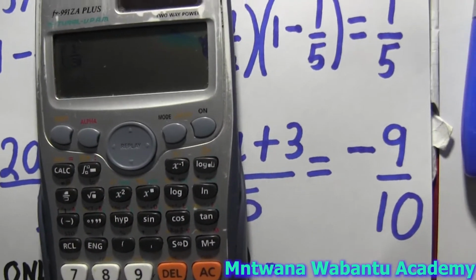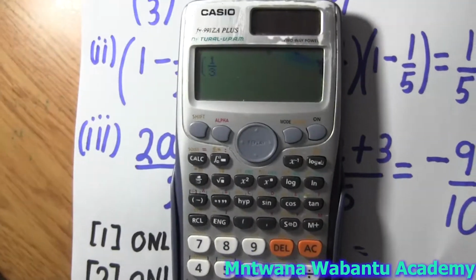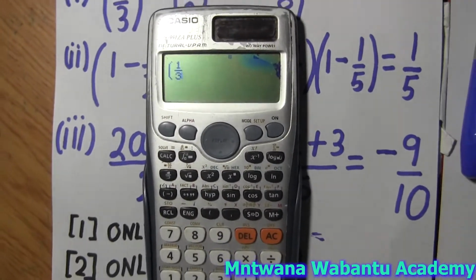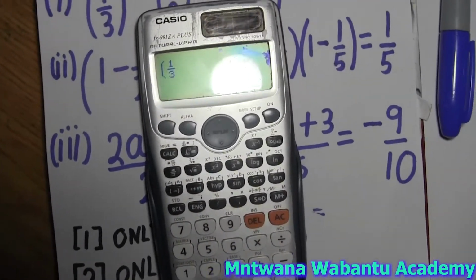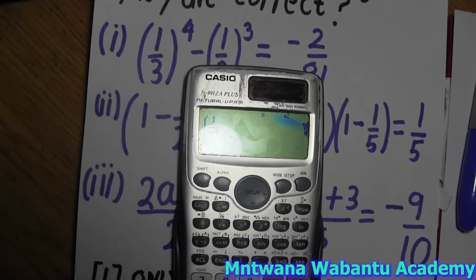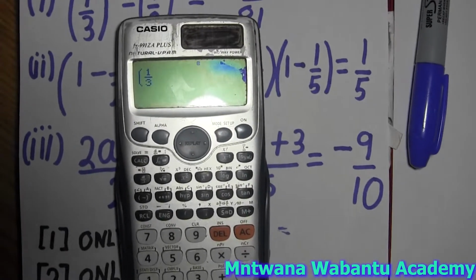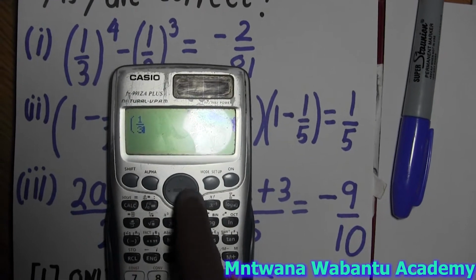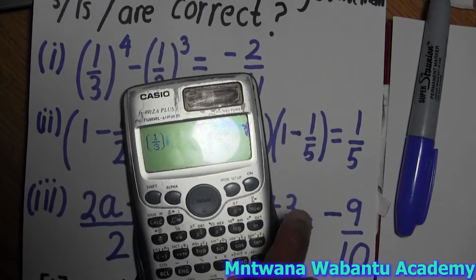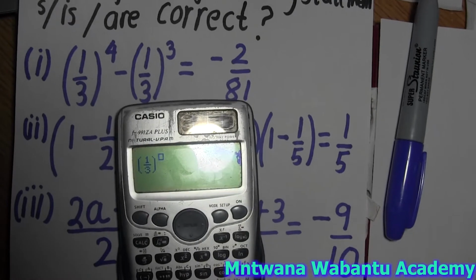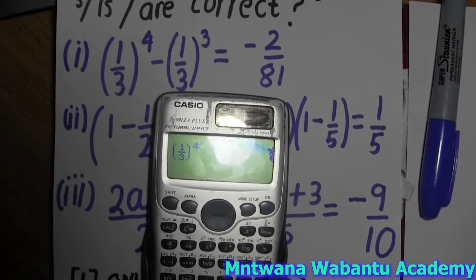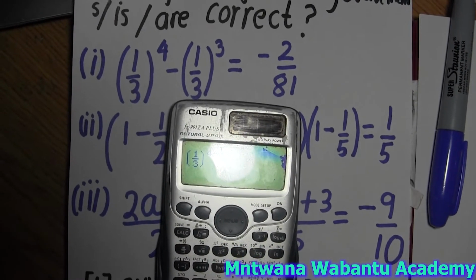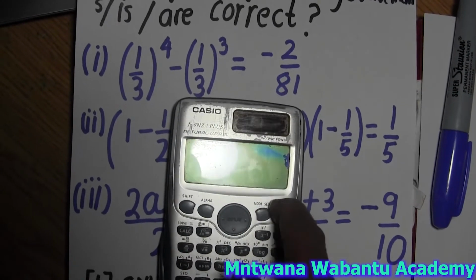1 over 3, and then close the bracket, and then close the bracket again. Then power 4, so exponential 4. After that we go minus, another bracket again, fraction.